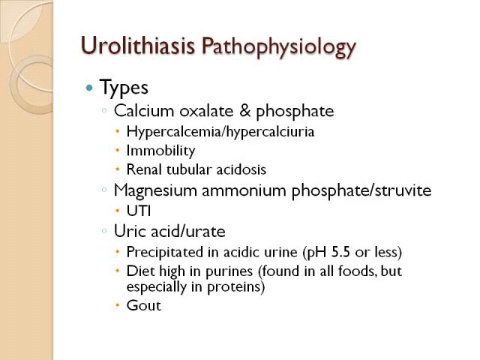People with urinary tract infections are more likely to get the ones that are formed from magnesium ammonium phosphate, or struvite. And the third ones are formed of uric acid or urate, and they precipitate out in acidic urine that's 5.5 or less. They're found more in people who have a diet high in purines. Purines are found in all foods, but they are especially high in proteins. And these uric acid stones are also found in people who have gout.